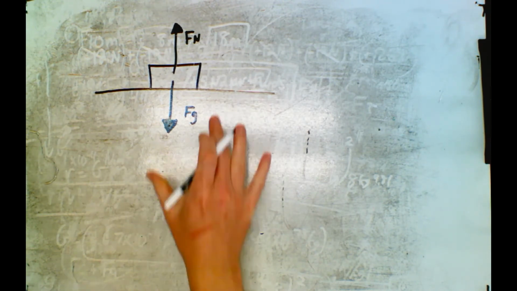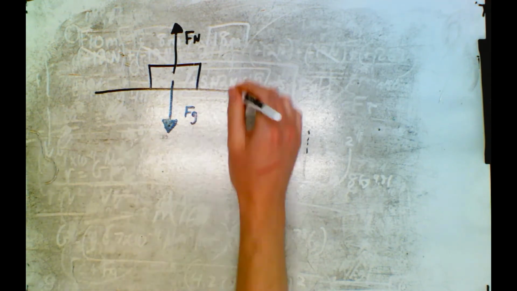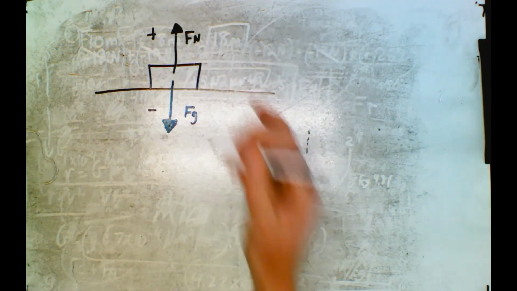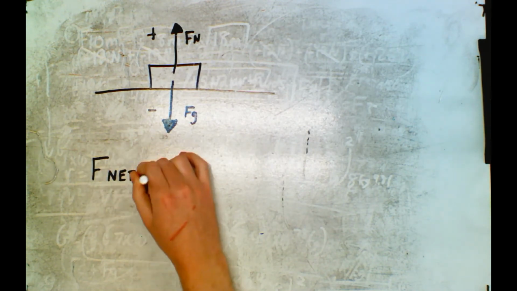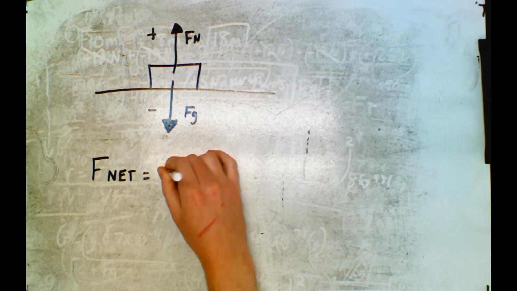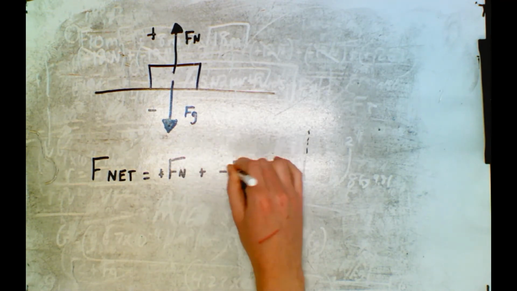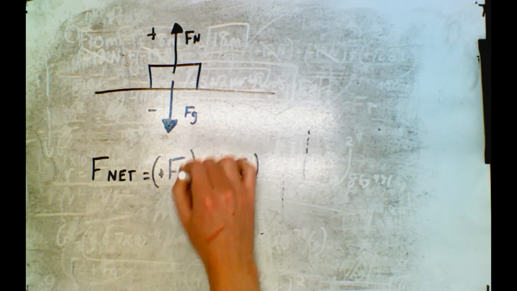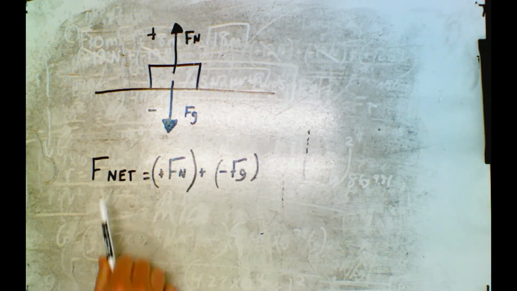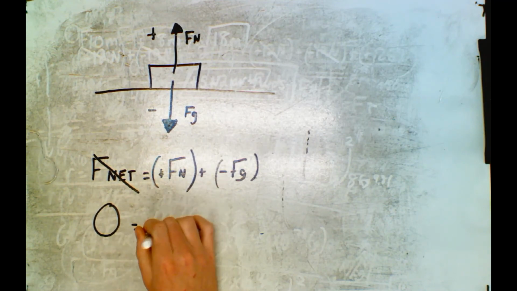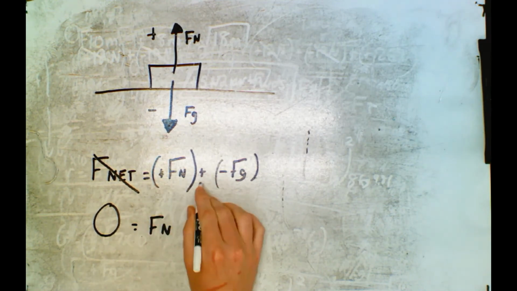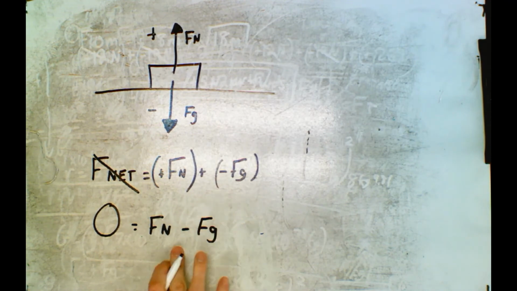So now that I've done that, I can write an FNet equation. So I'm going to make up positive and down negative. So I write FNet is equal to my positive force normal plus my negative force of gravity. Now, think about this. What is our FNet in this? Right? When I add this plus this, what am I going to get? Well, I'm going to get 0.